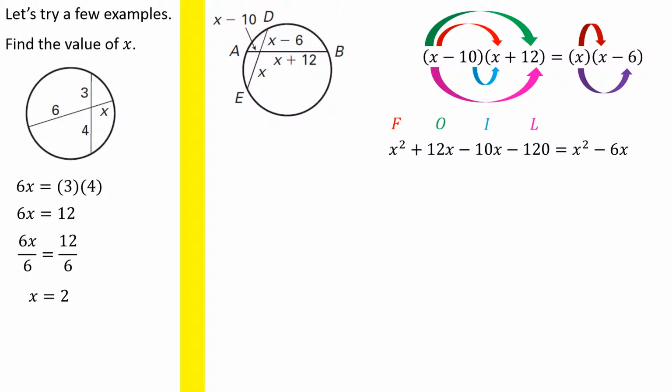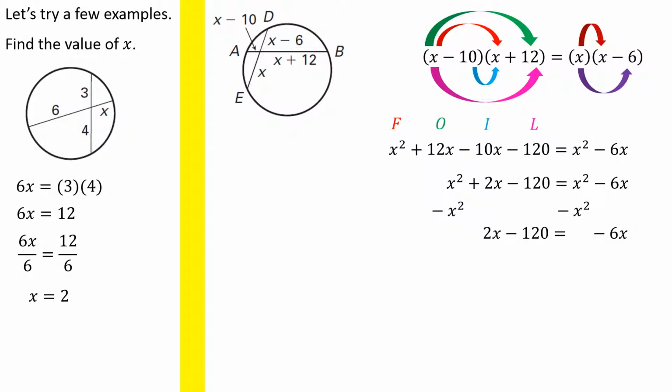Well, let's combine like terms. It looks like O and I will combine on that left-hand side. The 12x and the negative 10x can combine. So now I've got x squared plus 2x minus 120 equals x squared minus 6x. We're going to get real lucky because if I subtract x squared from each side, the x squareds are going to cancel out. They'll be gone. So I'm not going to have to worry about factoring. I'm not going to have to worry about using the quadratic formula. Got really lucky here.